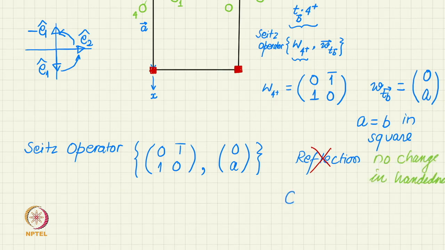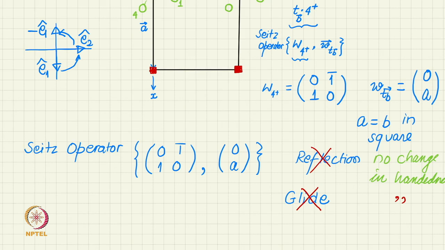Can it be glide? It cannot be glide because of the same reason. Glide is a combination of translation and reflection. Translation will not change handedness, but the reflection will. So the combined operation will change the handedness, so that's also not possible. So reflection is not there, glide is not there. Then either it is a rotation or just a pure translation.